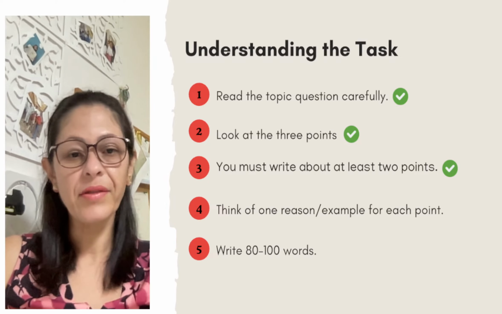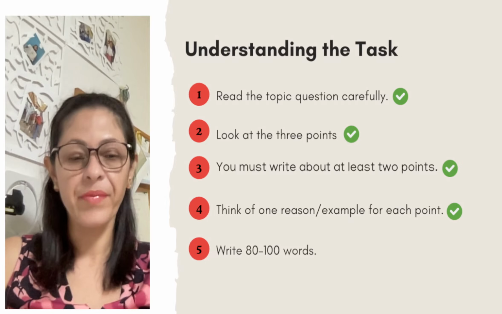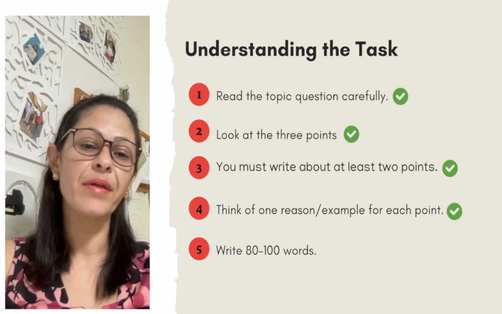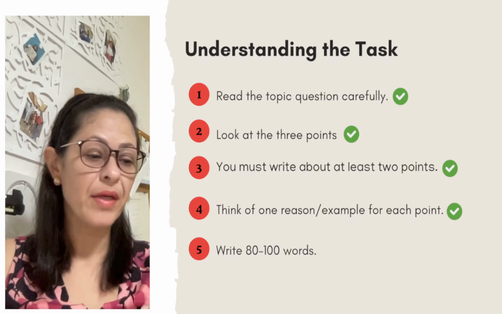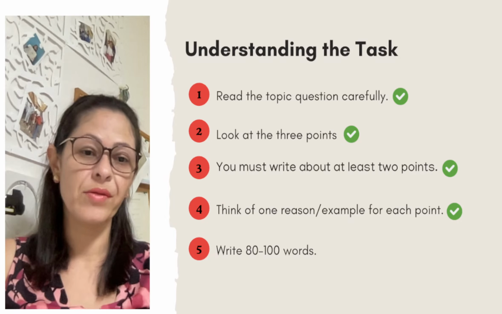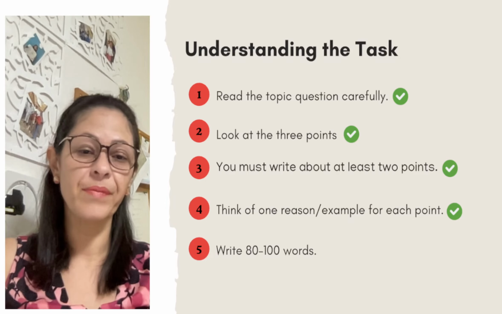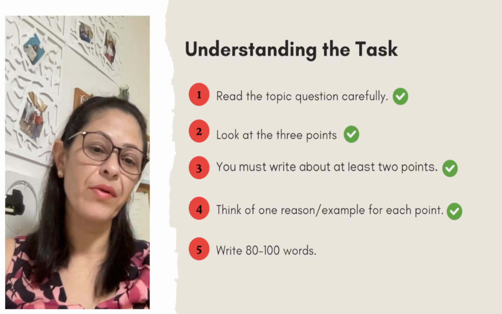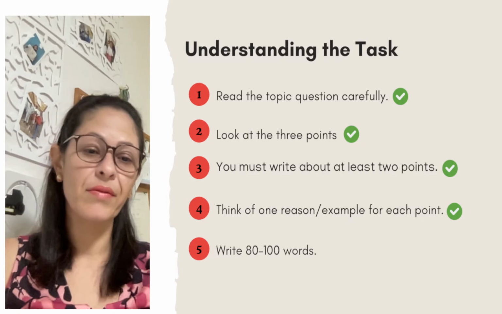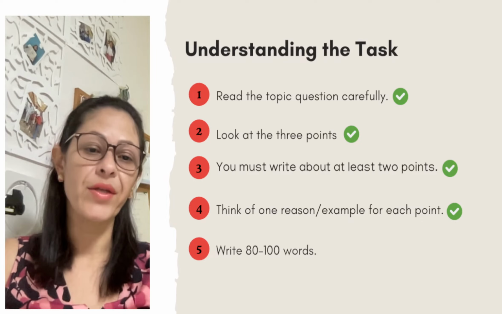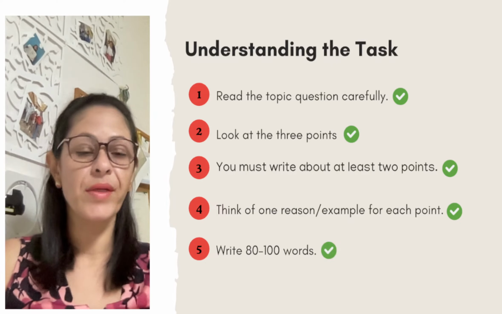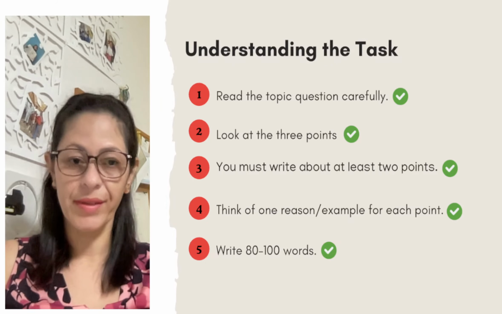After that, once you have chosen your points, you are going to think about a reason and examples to support the chosen points. Okay, so you are always going to give the reason and give an example to support it. Okay, additional information. Second reason, additional information. And remember that you should write something in between 80 to 100 words.